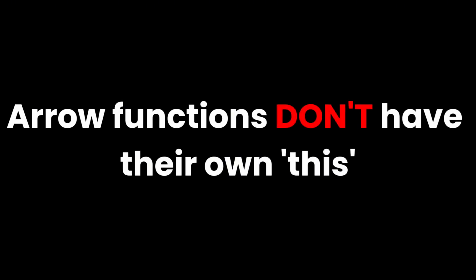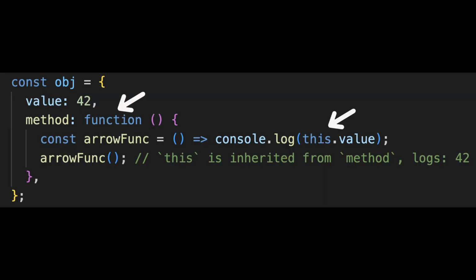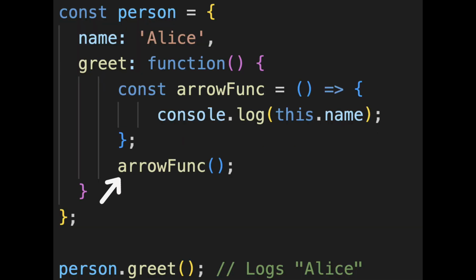Arrow functions are a bit different. They do not have their own this. Instead, they inherit this from their surrounding lexical context. In our example, even though arrowFunc is a function defined within the greet method, it doesn't have its own this. Instead, it inherits this from the greet method, so it refers to the person object.